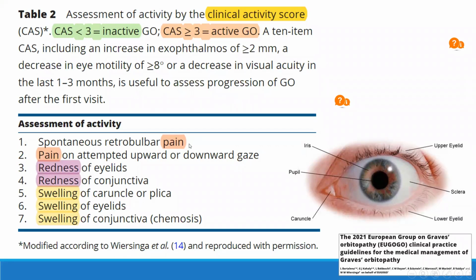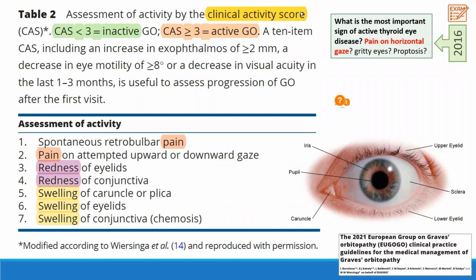Pain means retrobulbar pain, or pain on gaze, either upward or downward, or even from one side gaze to the other side. So any pain will increase the activity risk. Redness of the eyelid or conjunctiva, and swelling of the caruncle. I put this slide to show the caruncle or plica. This is caruncle or plica swelling, or swelling of the eyelid, or swelling of the conjunctiva. If the clinical activity score is 3 or more, this is active Graves' orbitopathy. If there is pain, redness, and swelling, this demonstrates 3 points, and this is active Graves' orbitopathy.